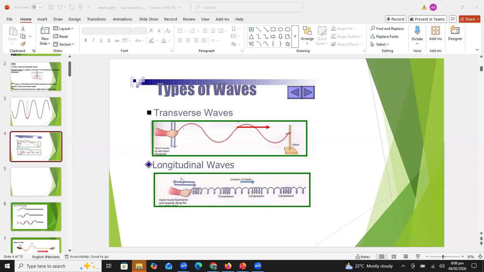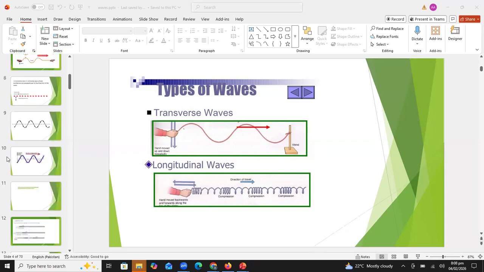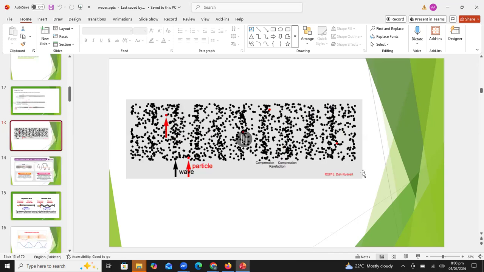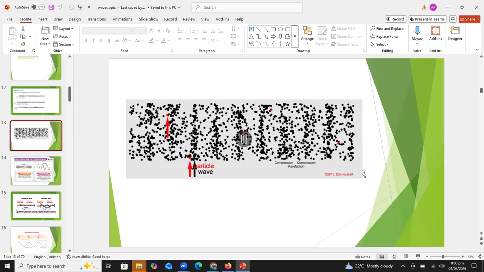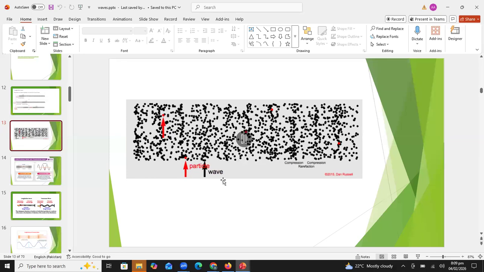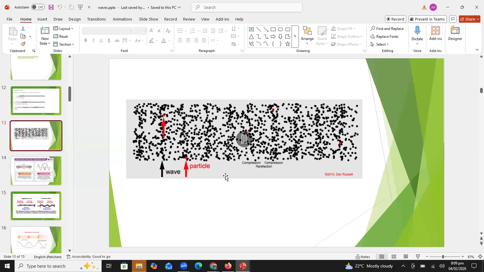And the next one is longitudinal waves. Longitudinal waves are those waves in which vibration of particle and direction of propagation of waves are parallel to each other. Such waves require a medium to travel. The example of longitudinal waves is sound waves. They travel in the form of compression and rarefaction, and transverse waves travel in terms of crest and trough.